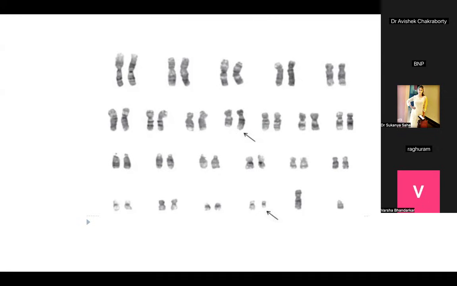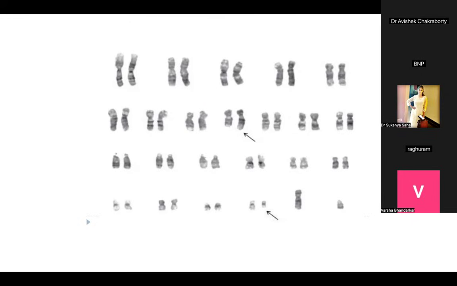Can you tell me what translocates to what? So the ABL gene on chromosome 9 translocates to the BCR on chromosome 22, which leads to formation of the BCR-ABL transcript on chromosome 22, which is the Philadelphia chromosome. Very good, that's what we're looking for.